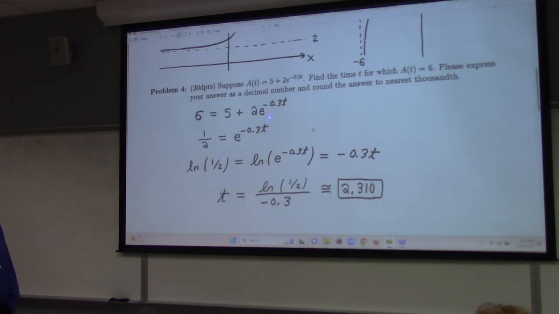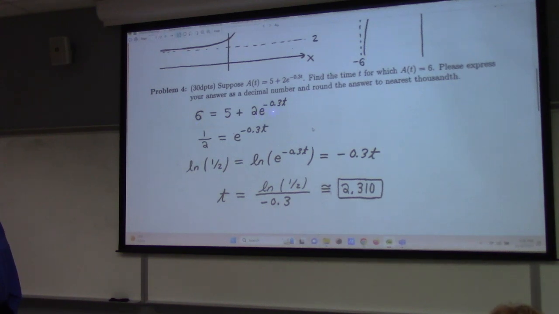I can't just hit this with natural log to start with. So I'm looking for the time when A of t is equal to 6. So I put 6 equal to 5 plus 2e to the minus 0.3t, because that's the formula that's given. I need to solve that for t.